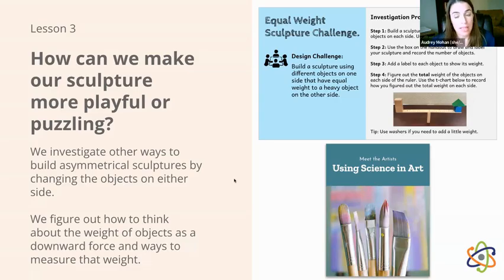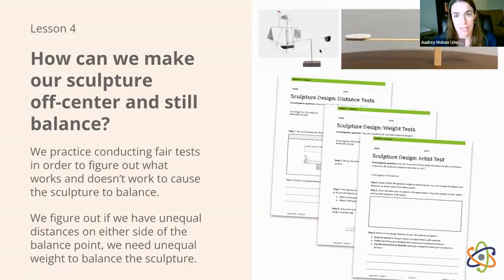But at this point, students have also noticed that some of the artists in that book don't always keep the balance point in the center. They start noticing that some of the art is off-centered. For example, this art up here on lesson 4, George Rickey's art, it's called The Ship. That balance point is not centered, and students have noticed that when they look at some of the pictures in the book. And so now they want to try to make an off-centered sculpture.